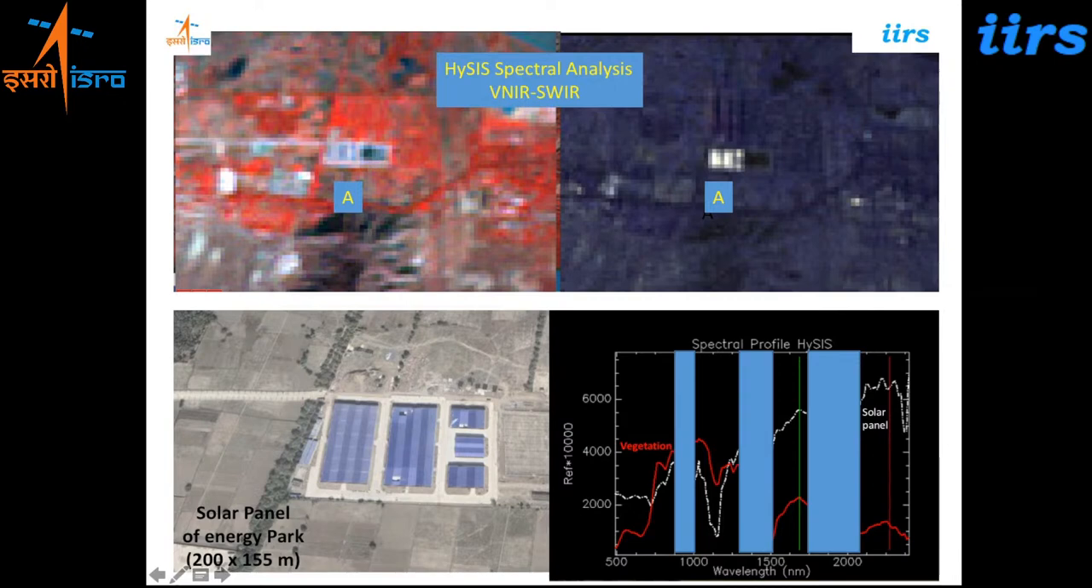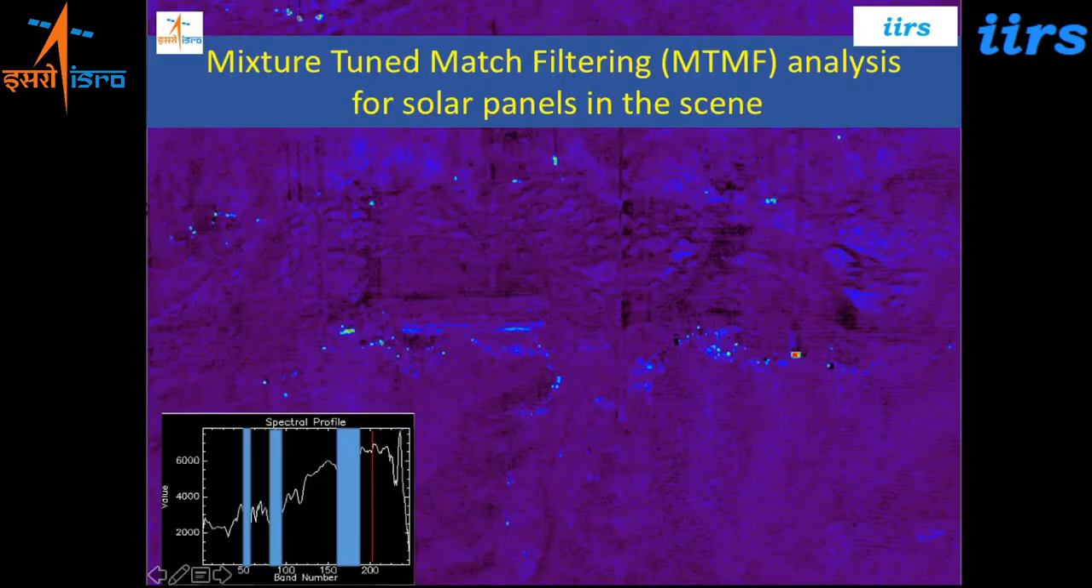So like that, in the entire scene, we could identify, using a technique called the mixture tuned matched filter, the locations of these solar panels as well as the concrete structures. So this becomes a very unique property where a specific feature, even though it is very small, like these solar panels, we are able to extract based on their spectral properties.